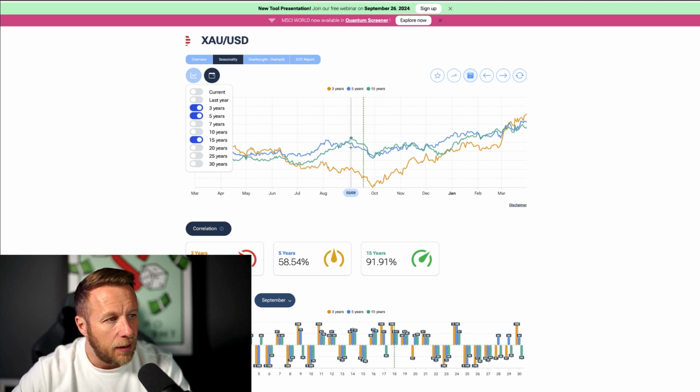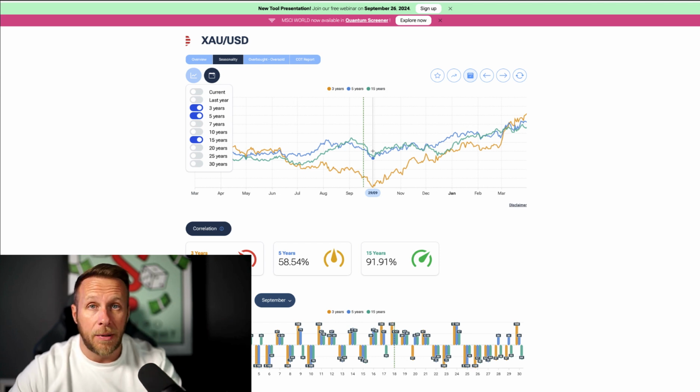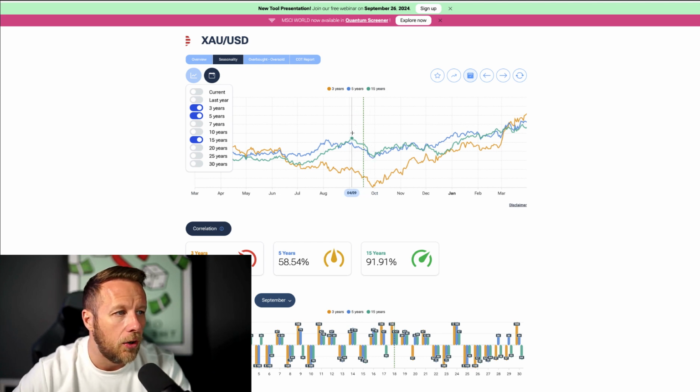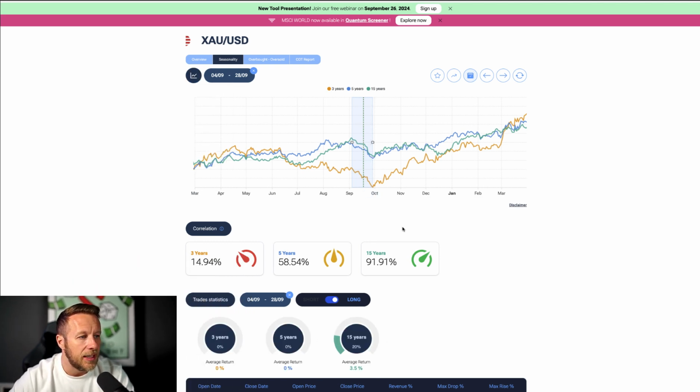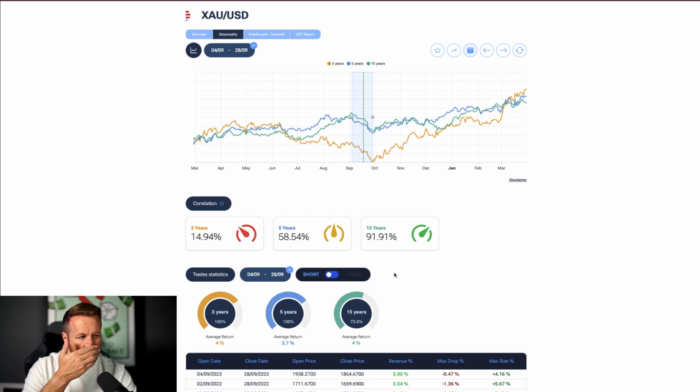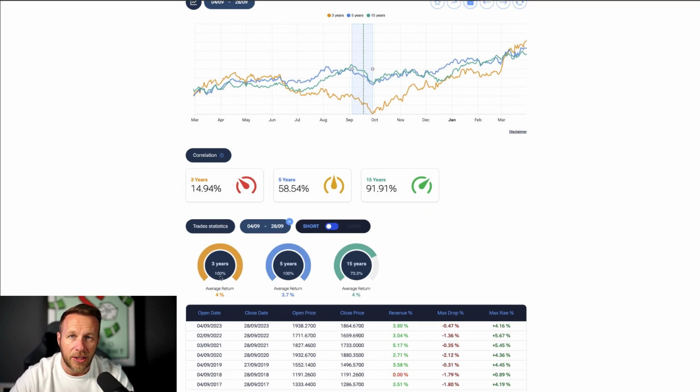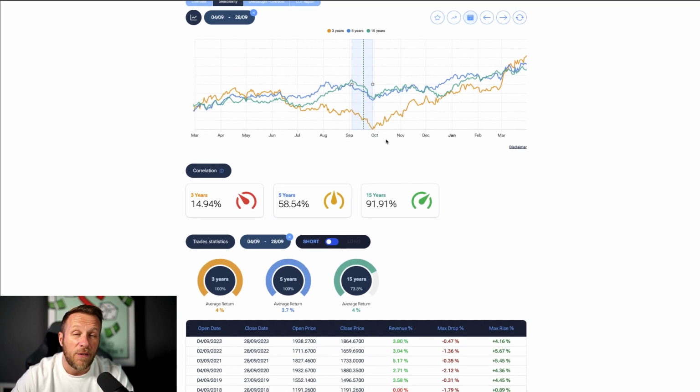Now, look at this. If you look at the correlation here between the 3-year, 5-year, and 15-year, between the 3rd of September to the end of September, it's been bearish, okay? And if I was to draw that zone right to the end of September there, you can see that if we drop that to a short position, 100% of the time in the last 3 years, between the beginning of September and the end of September, it's been bearish. 100% of the time in the last 5 years, it's been bearish, and 73.3% has been bearish over the last 15 years.